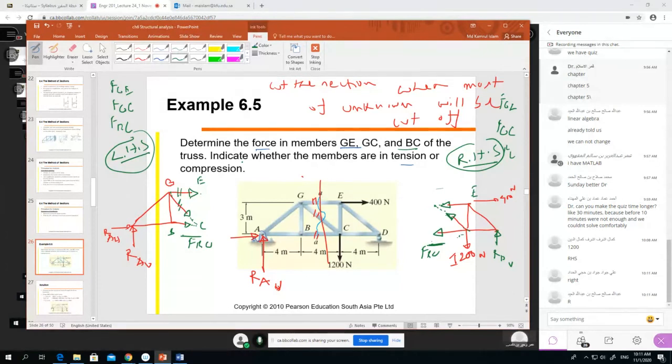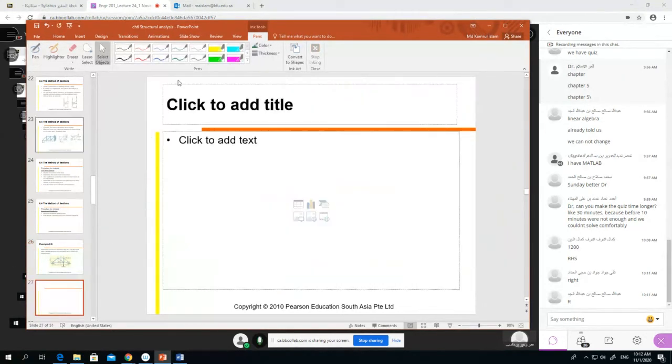Again, when we start, we try to find which one has the less unknown. So the right side has the less unknown, right? So start with the right side, and let's open a new slide and then solve it. We have only 8 minutes, we will do it within 8 minutes.